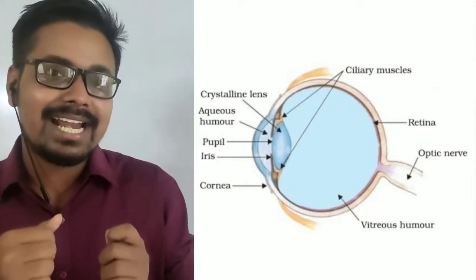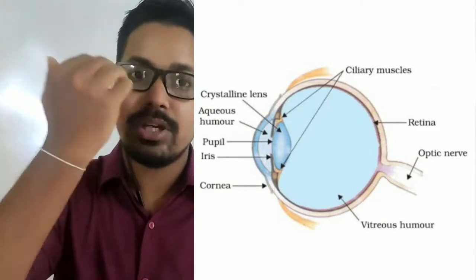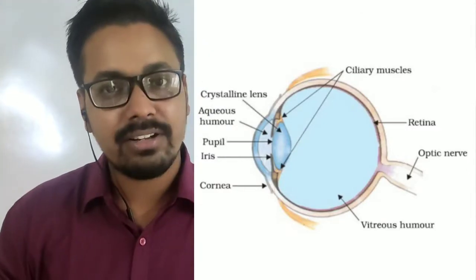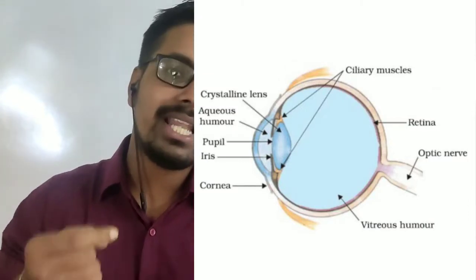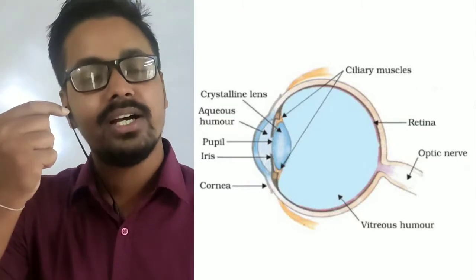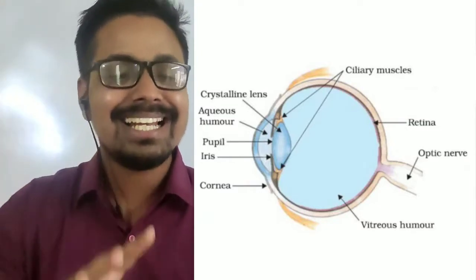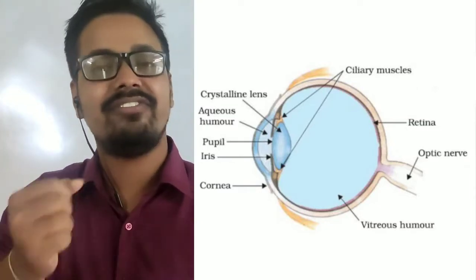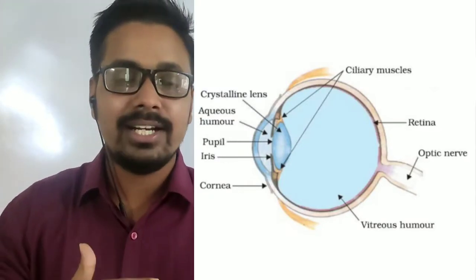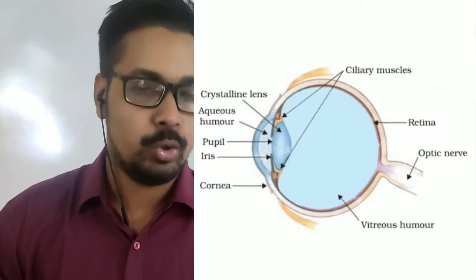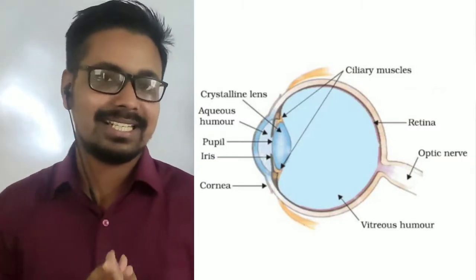So since the light is coming from the air to the cornea, there will be a larger difference in refractive index and as a result more refraction of the light. And when the light moves from the aqueous humor to the pupil or to the crystalline lens, the refractive index is not much different, and as a result the amount of light that will bend is also not going to be too much. That is about the crystalline lens.